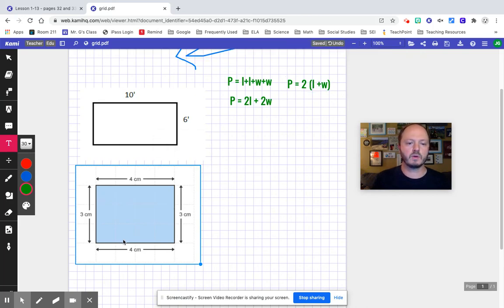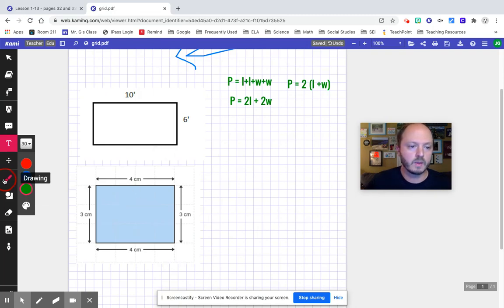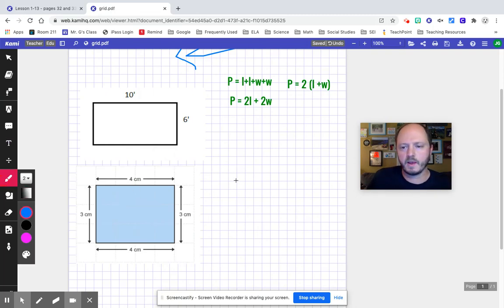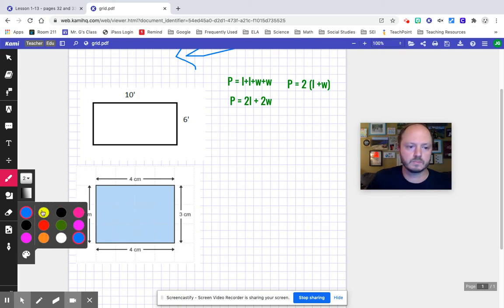And for this one, we got all the sides already labeled. So it's pretty easy. What we're going to do is just add them all up, right? But what if we don't have all the sides, like this one here? Well, we need to use one of these formulas. We have the length, we have the width, and we can do the rest. Okay, so in this case, my pen tool isn't working.